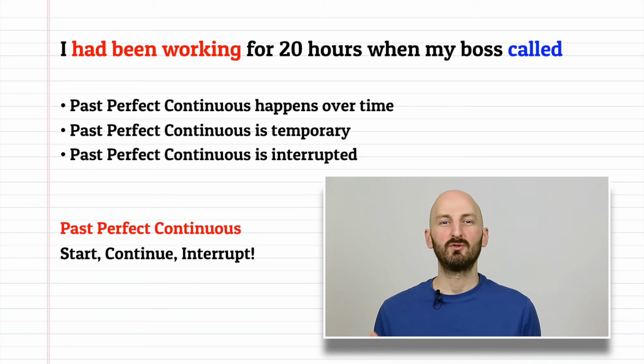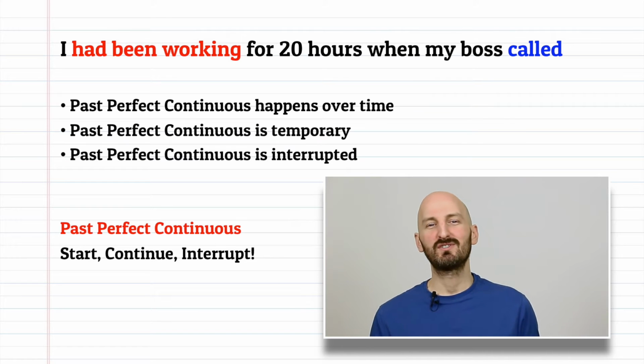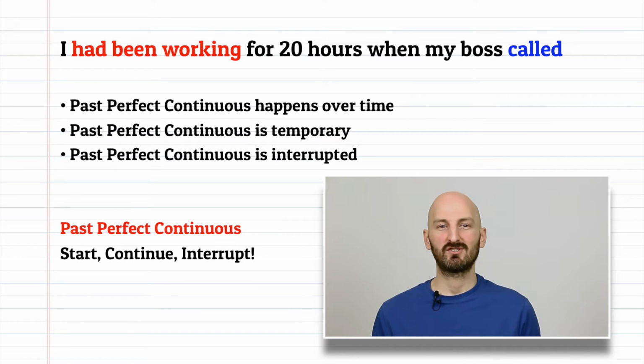I had been working for 20 hours when my boss called. In this sentence, the first action is in past perfect continuous, I had been working, and the second action is in past simple, my boss called. Now, the good news is we know that the perfect continuous action happens before the past simple action. So, why is it perfect continuous?